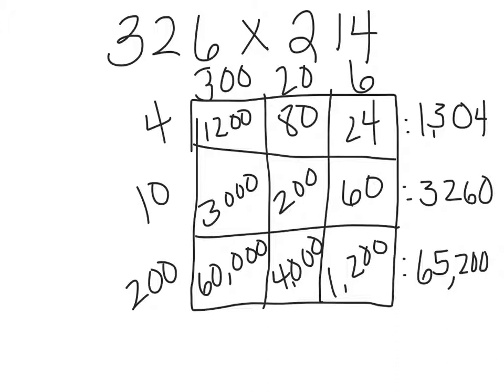Now I want to add these together. Start with my ones column. 4 plus 0 plus 0 is 4. 0 plus 6 plus 0 is 6. 3 plus 2 plus 2 is 7. I'm going to add my comma there. 5 plus 3 plus 1 is 9. And there's my 6. 69,764.